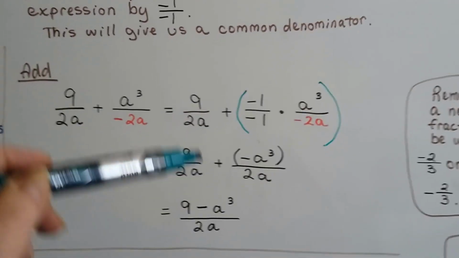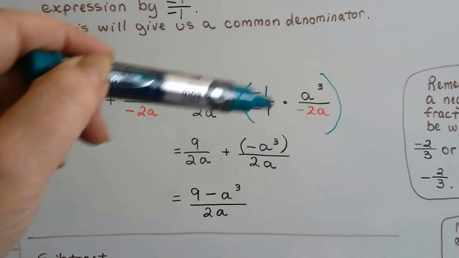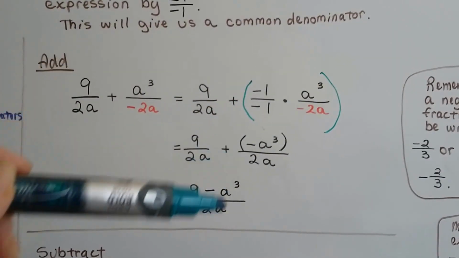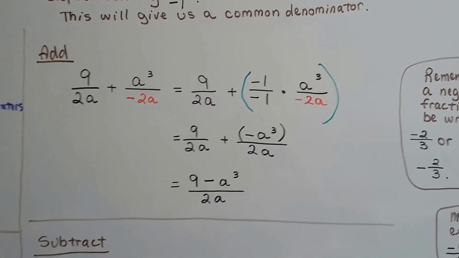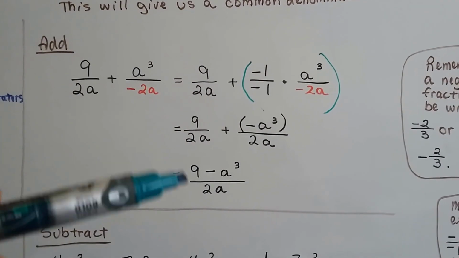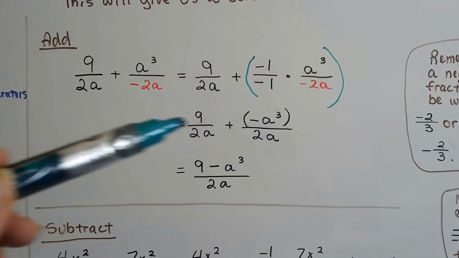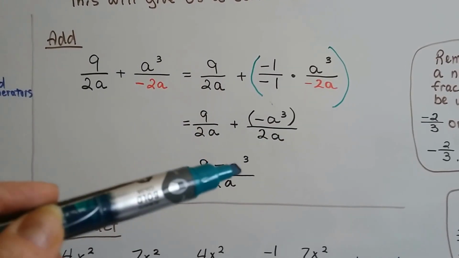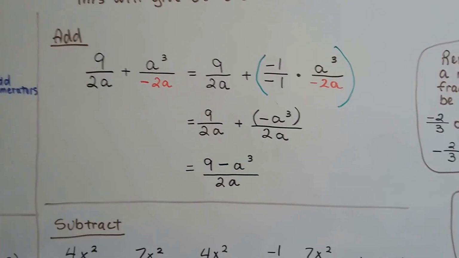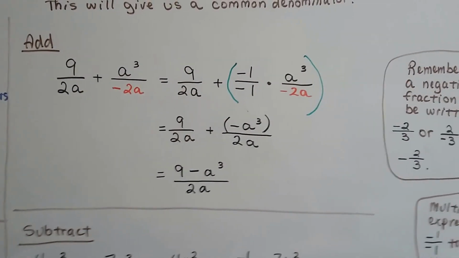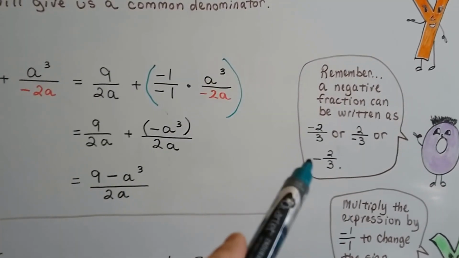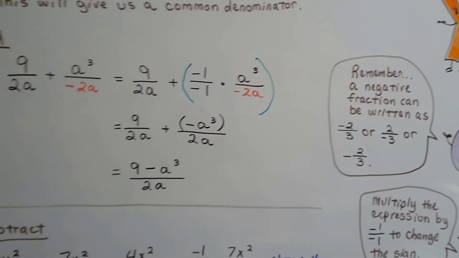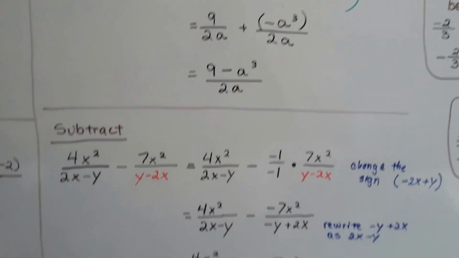That's going to give us a negative a to the third power over a positive 2a, because the two negatives make a positive, see? When we rewrite this over one fraction bar, we get 9 minus a to the third power over 2a, okay? And just remember, fractions can be written with a negative numerator or a negative denominator, or the negative sign could be right in the middle, couldn't it? All right? Let's try subtracting this one.